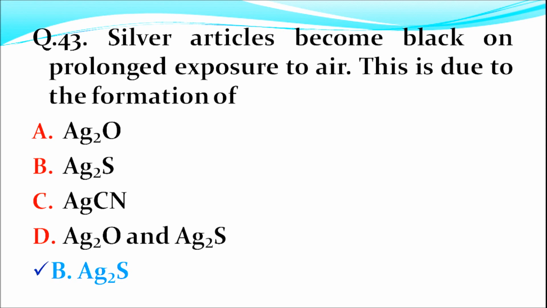Silver particles become black on prolonged exposure to air. This is due to formation of option A Ag2O, option B Ag2S, option C AgCN, option D Ag2O and Ag2S. Why do silver particles become black on prolonged exposure to air? This is due to the formation of silver sulfide. Ag2S, option B, is correct.